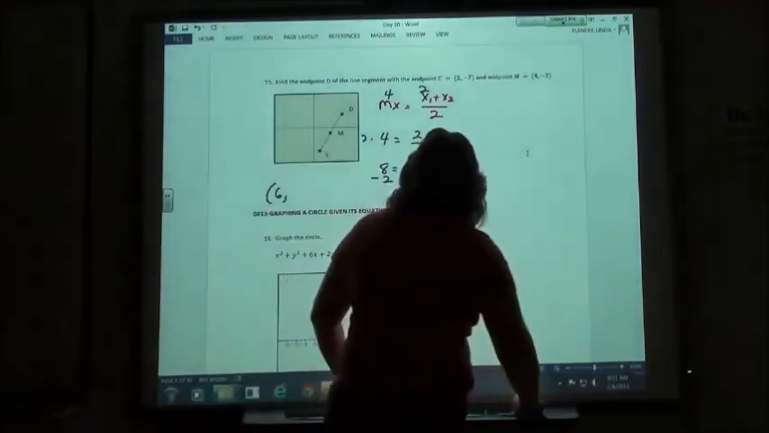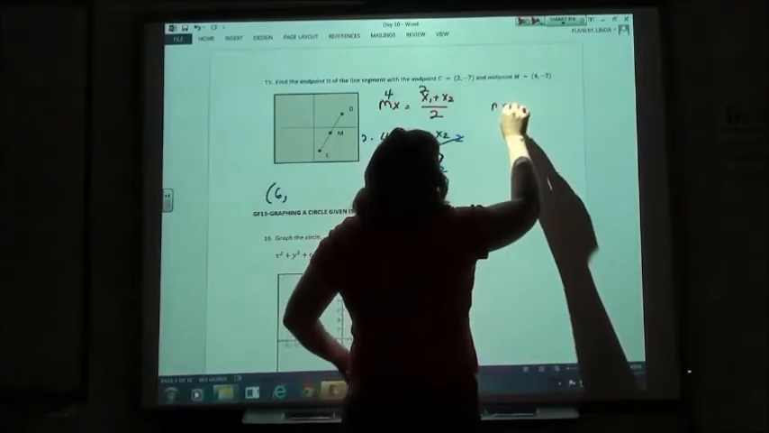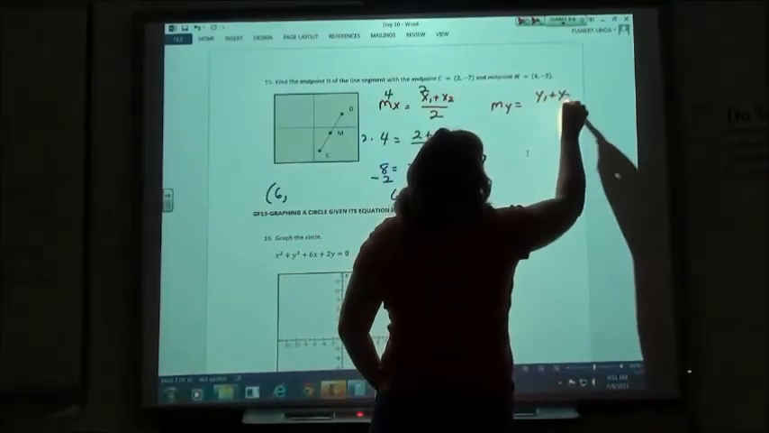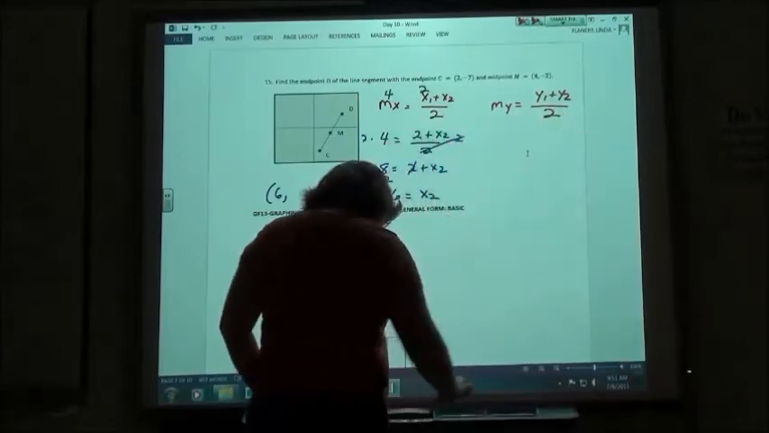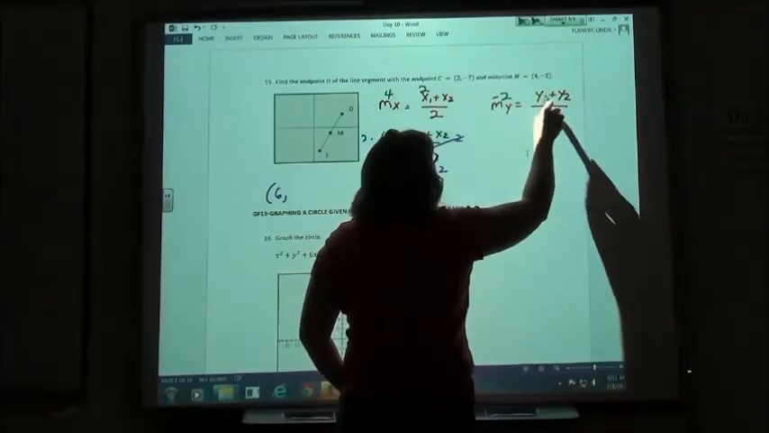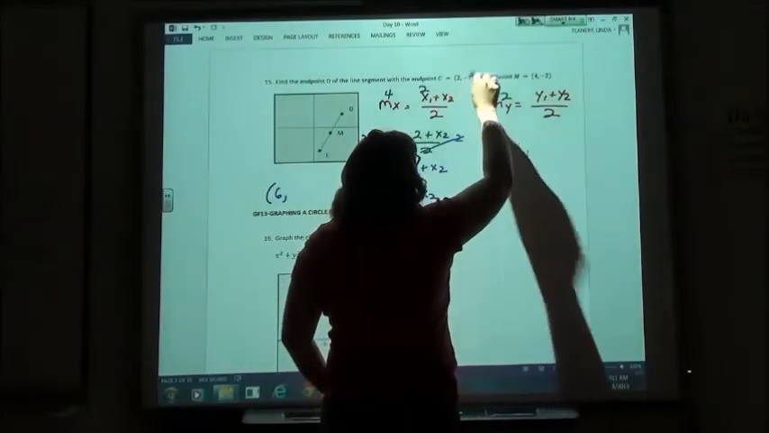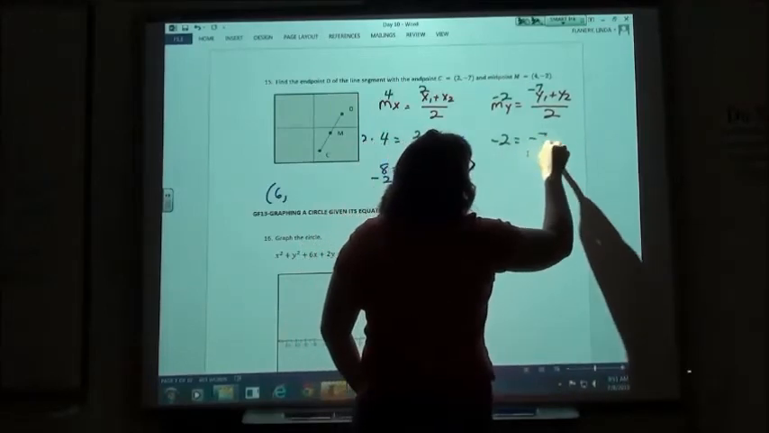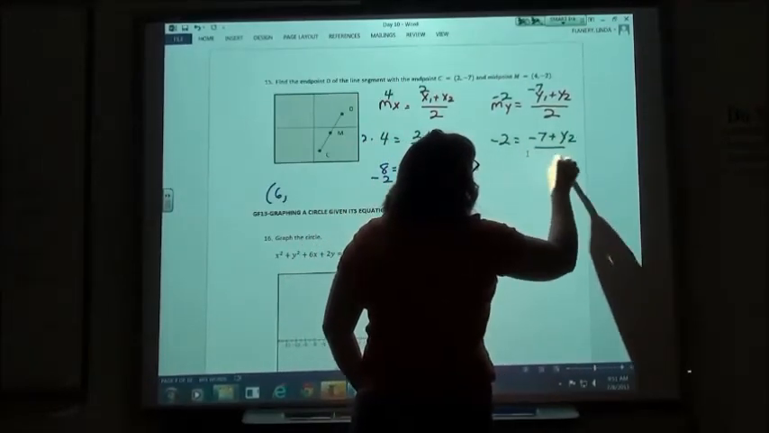Same type of thing for the y's. The midpoint of my y value is equal to y1 plus y2 divided by 2. I know the midpoint of my y value is at -2. I know my y value of my given point is -7. So -2 would equal -7 plus y2 over 2.